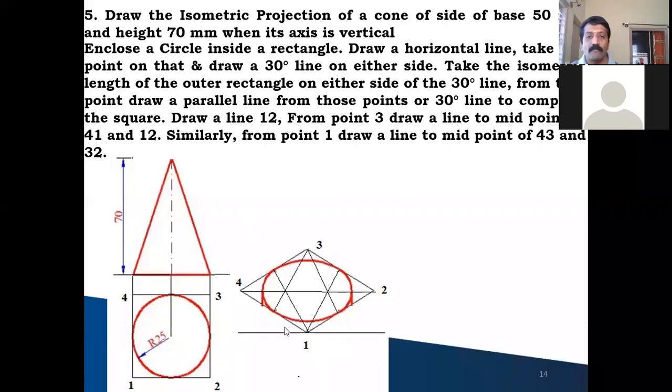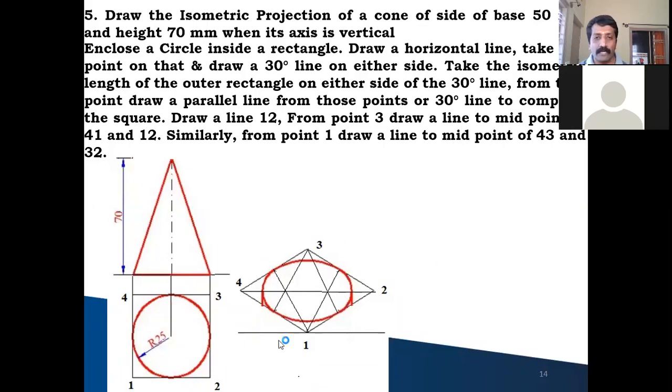So after that, from point 1, you draw a line to the midpoint of 4, 3 like this. Similarly, from point 1, you draw a line to the midpoint of 2 to 3. Similarly, from point 3, you draw a line to the midpoint of 1 to 4. And similarly, from point 3, you draw a line to the midpoint of 1 to 2. Like this, the 4 construction lines you are drawing. So it's the 4-center method.